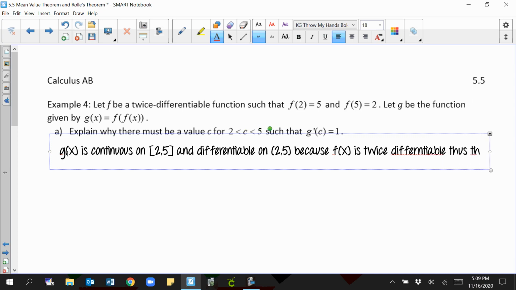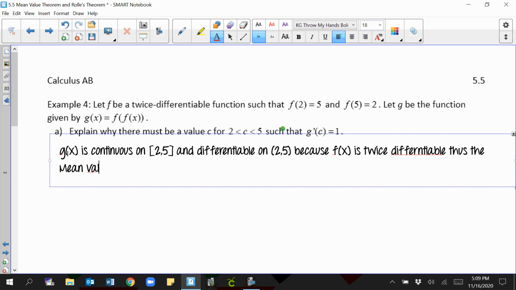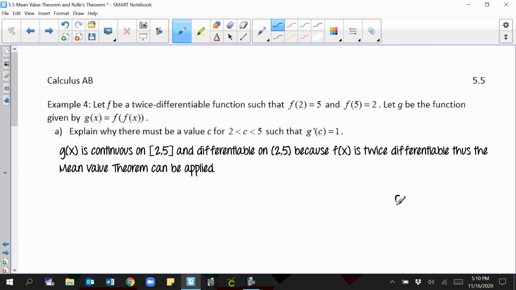Thus, the mean value theorem can be applied. Wow, that was rough. And I still spelled that one wrong. Okay, so since it's continuous and differentiable, the mean value theorem can be applied. So we can go through and say that g prime of c has to equal 1 if f of 5 minus f of 2 over 5 minus 2 equals that 1. So that's what we need to check.